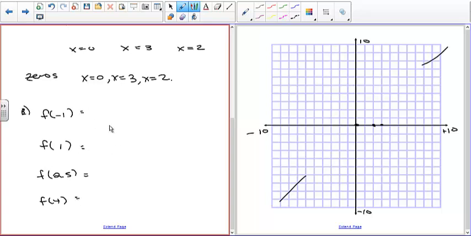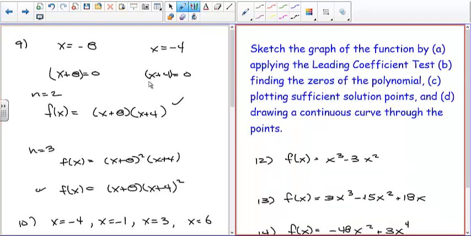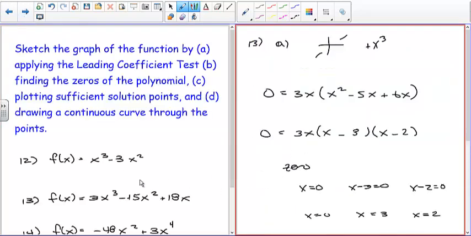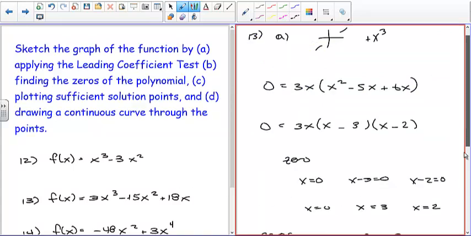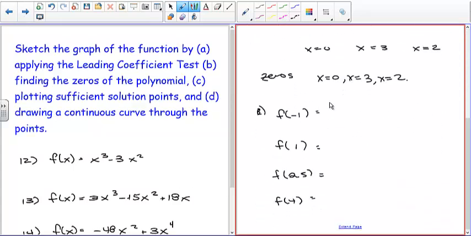Okay. So I'm going to go back to my original version here. You don't have to go back to it, but it's usually the best thing to do. So I'm going to write this down. It's going to be 3x cubed minus 15x squared plus 18x. So 3 times negative 1 cubed minus 15 times negative 1 squared plus 18 times negative 1.